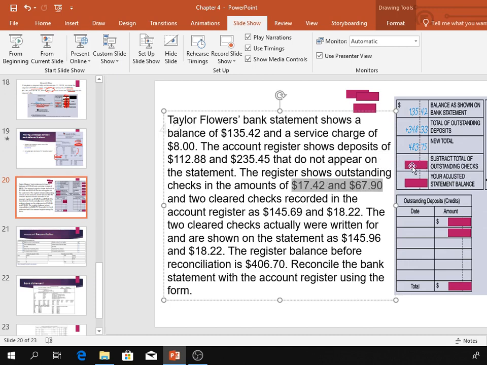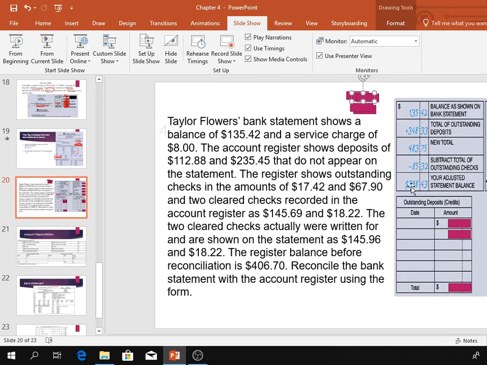So if I add those two together, it gives me $85.32, which, since checks are coming out of my account, I need to subtract them. So my new statement balance is $398.43.